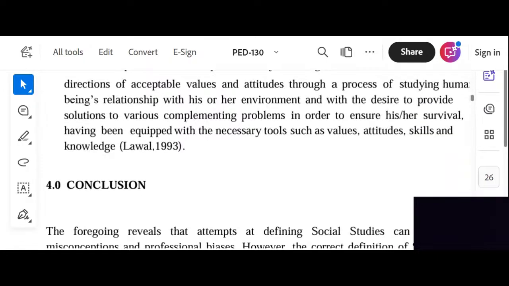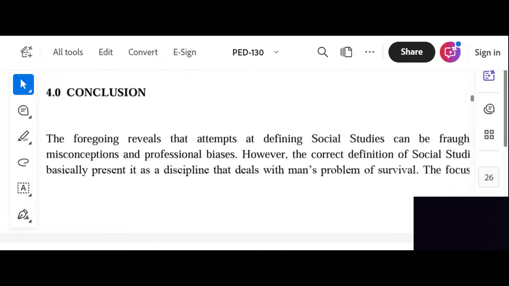What is social study from your own point of view? Now you've learned about Frost and Roland. You've learned about Cote. You've learned about the Americans and about Lawal. What is your own view? What will you say social study is? If you are to be asked now to define social study, we're about ending the class. Modify or change the behavior in pupil. Thank you. So that is your own perspective and it's acceptable.